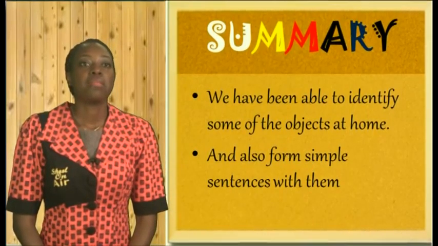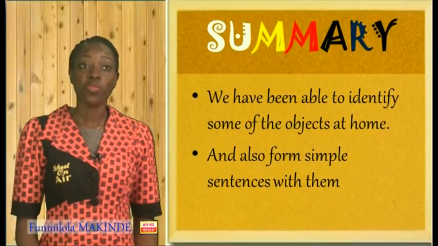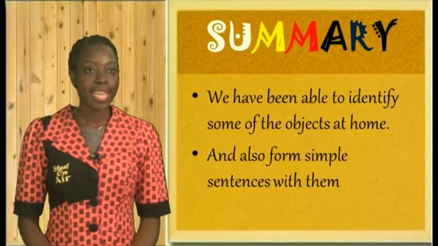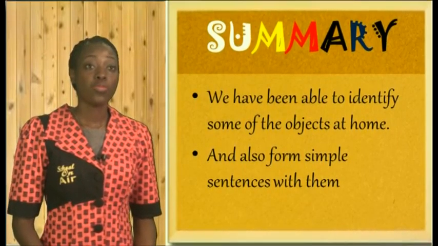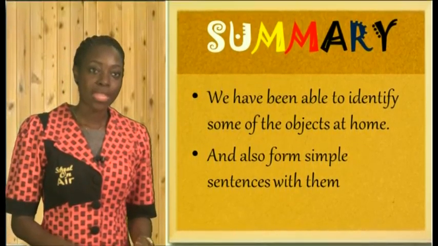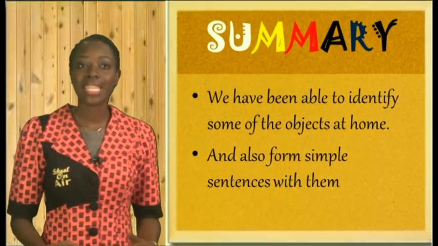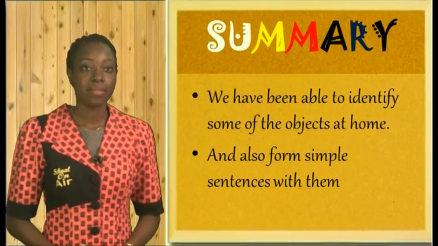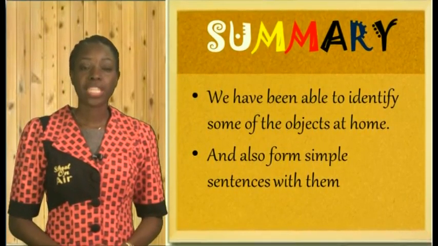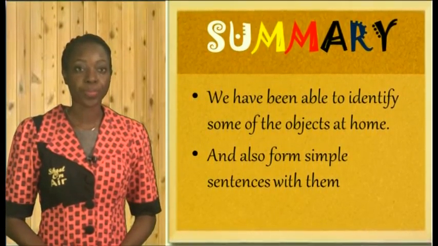Now, today we've learned the different objects that we can find around our home. We've seen the different rooms that we also have around the home. Remember that we looked at the living room, the kitchen, the bedroom. And we also looked at some objects that you can identify within these rooms. We have also been able to form simple sentences with some of these objects, for example, do not play with a knife, and switch on the fan, please.